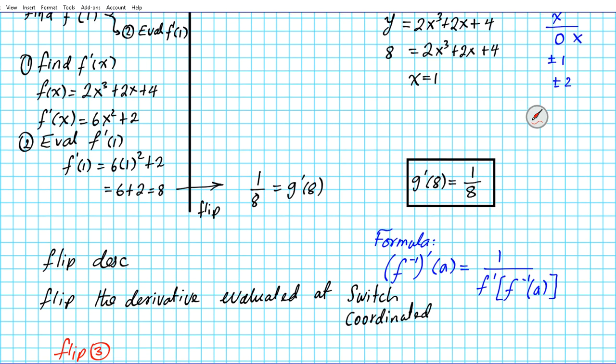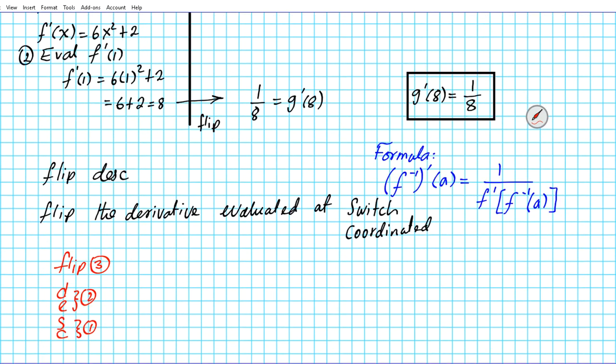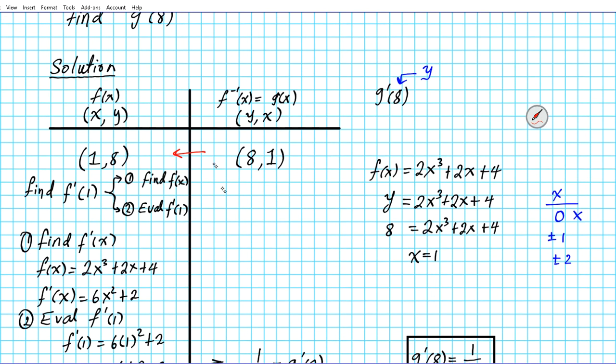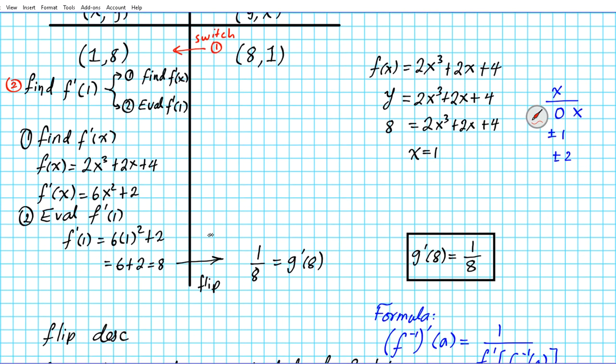Okay, so let's go back to the problem. So the first thing was to find the coordinates, which we did some calculations on the right side here. So we got the coordinates, and what did we do with it? We switched. So that was a switch step, that's part one, and then we proceeded to find the derivative evaluated at the switch coordinates, which is part two. And then lastly, we flipped our answer, and that gives us the final result. So anytime you're finding the derivative of inverses at a point, you flip the derivative evaluated at the switch coordinates, and that will give you your correct answer.